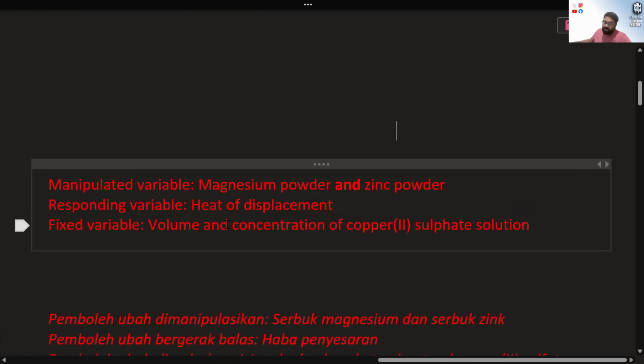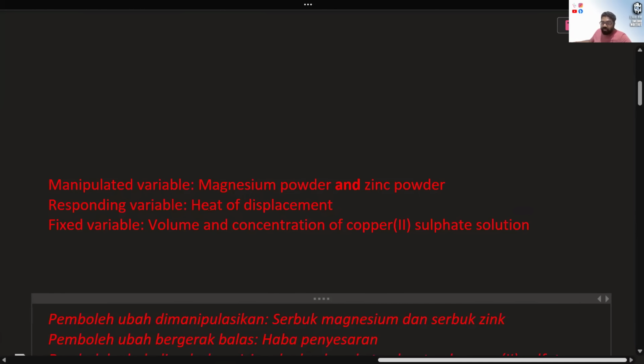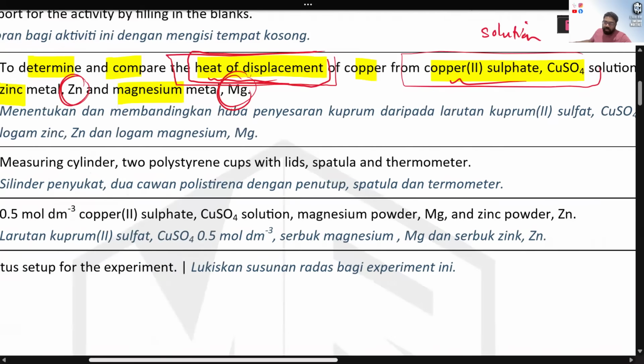Now this is very important because we are going to use this for the operational definition, for the hypothesis, for your conclusion. Many things rely on this. Your tabulation of your results, everything usually relies on MV and RV. So MV and RV is the first thing you need to identify. Once you've got that, let's go on.